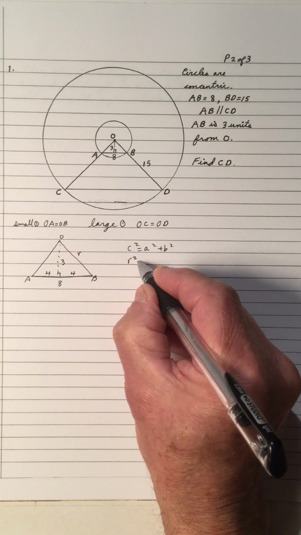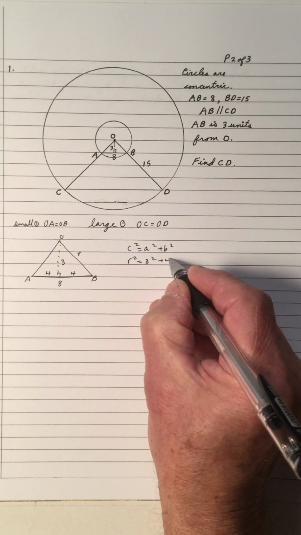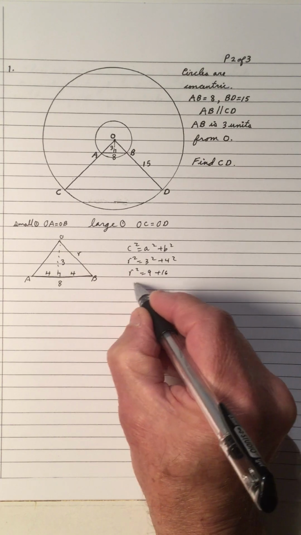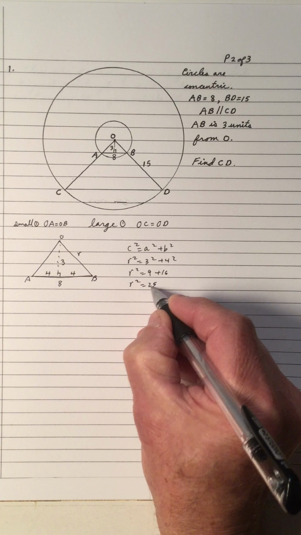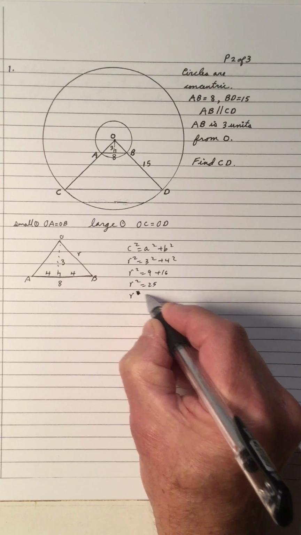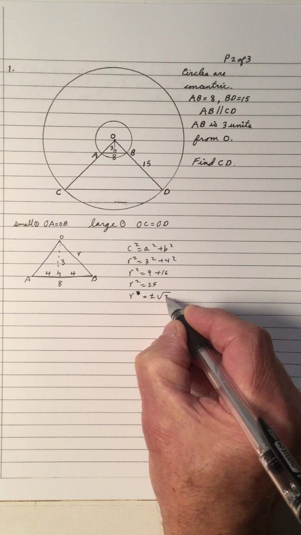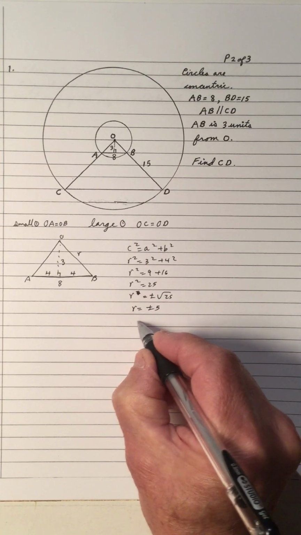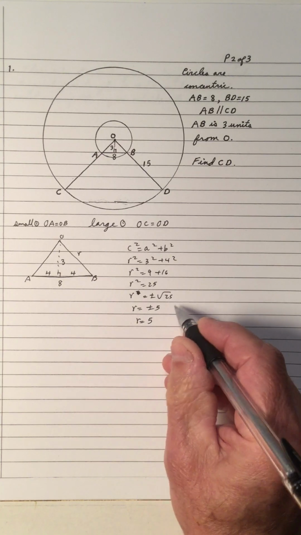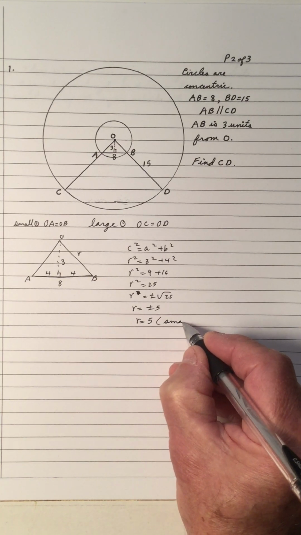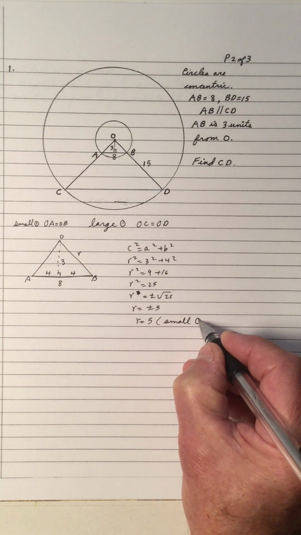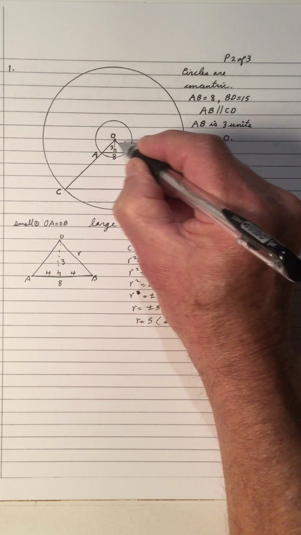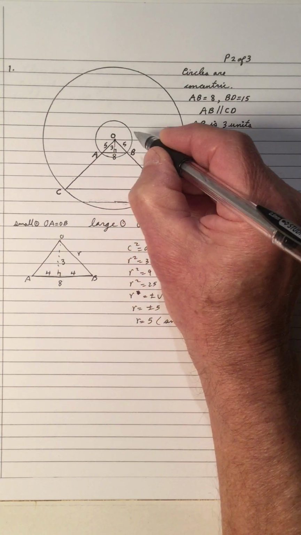So we have r squared is 3 squared plus 4 squared. So that's 9 plus 16. So r squared is 25. So r is equal to plus or minus the square root of 25. So the radius is plus or minus 5. So we have the radius of the small circle. Again, that's the small circle. The radius is 5. So if that's 5, then OA is 5 because they're equal.